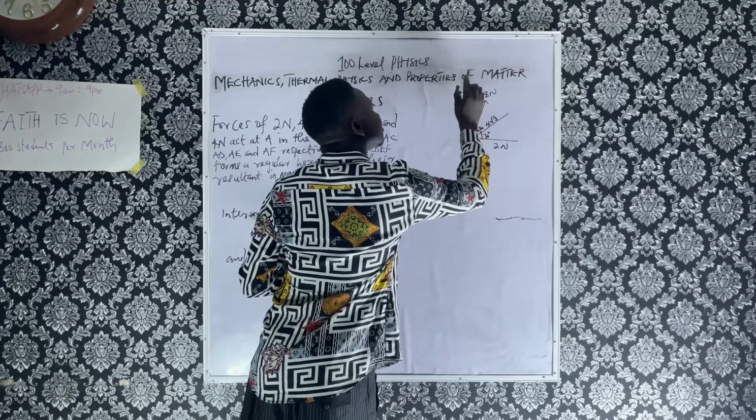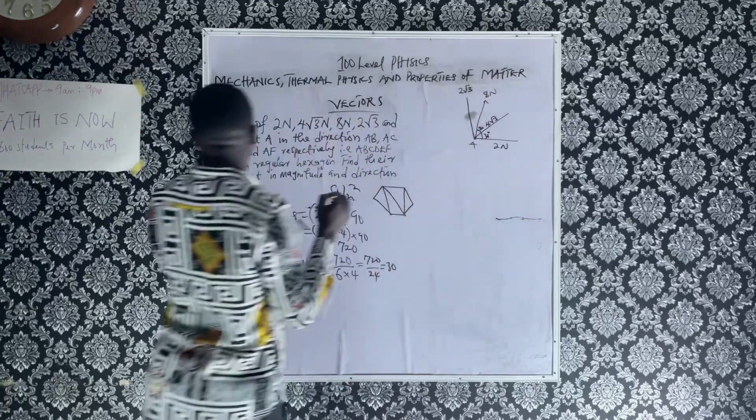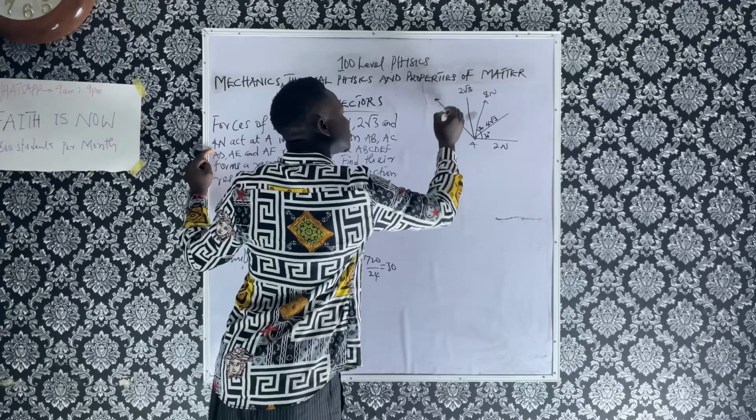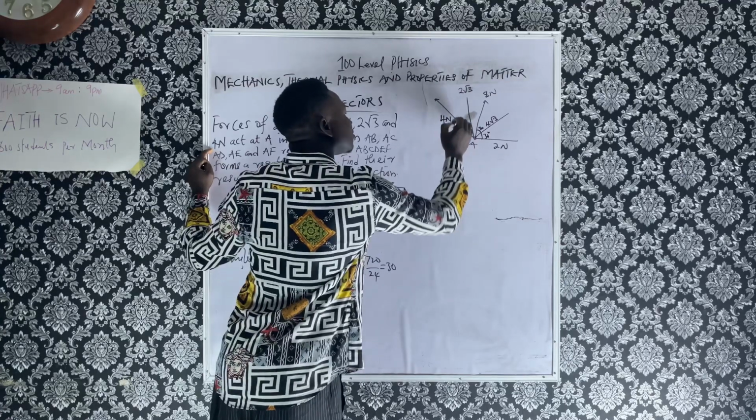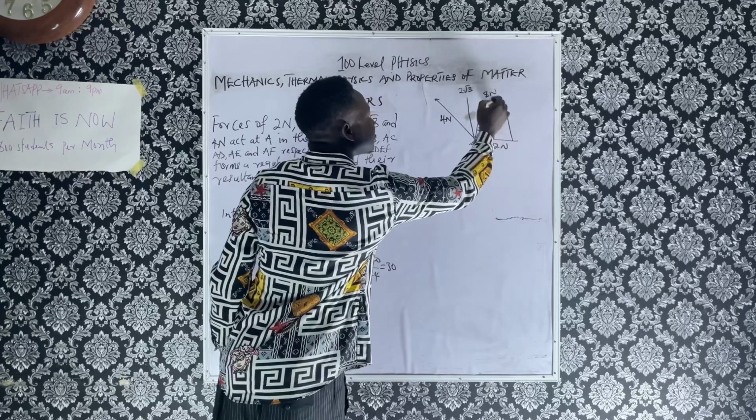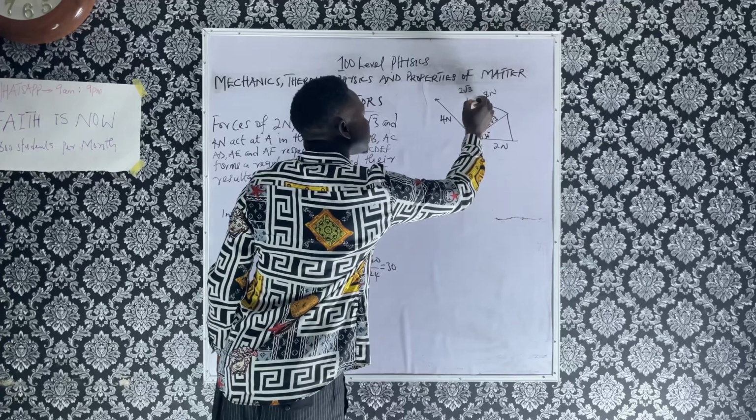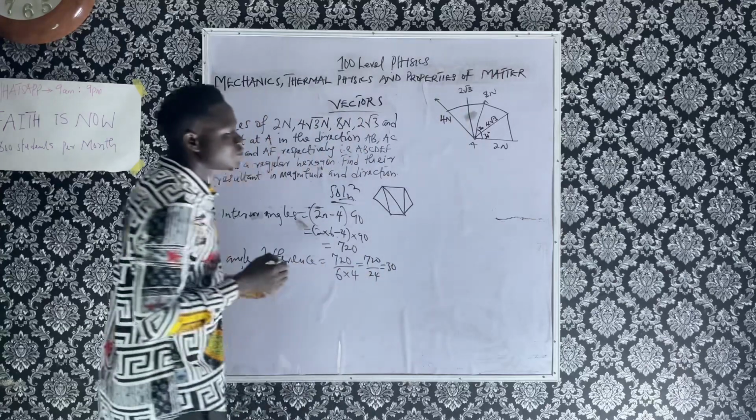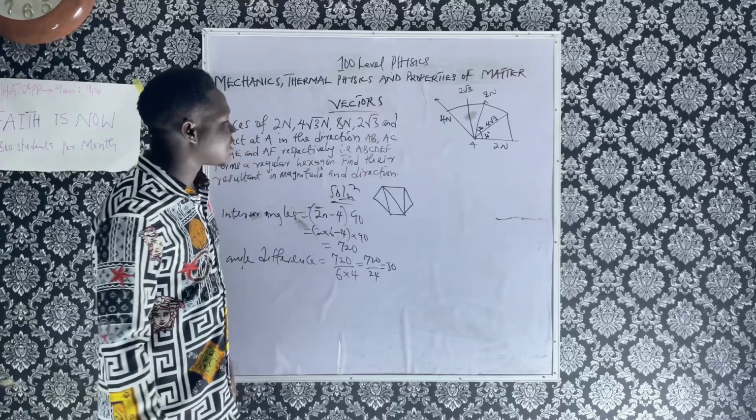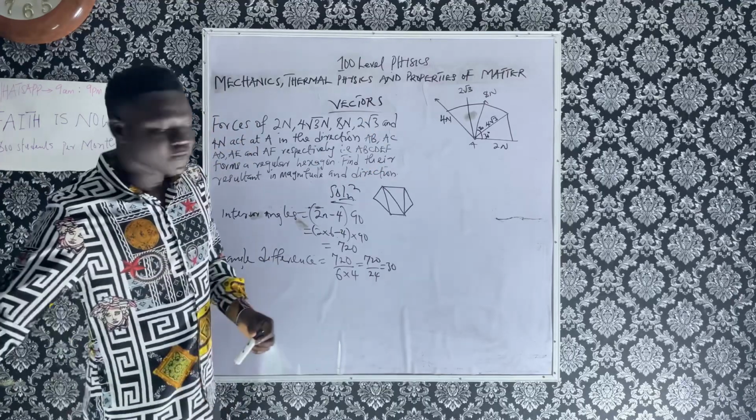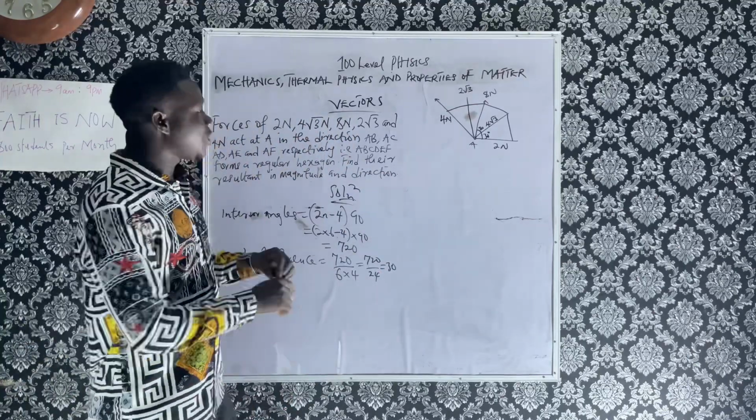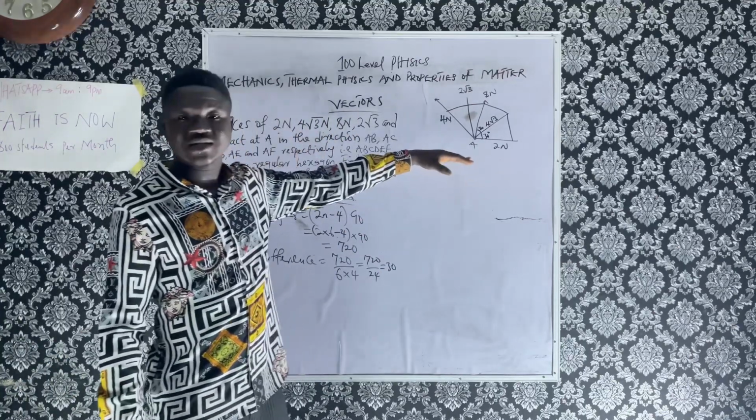Then we have 2 root 3. Then last here is 4 Newton. So we can complete it like this. This gives you the regular hexagon. Now how do we get the resultant of a shape like this?